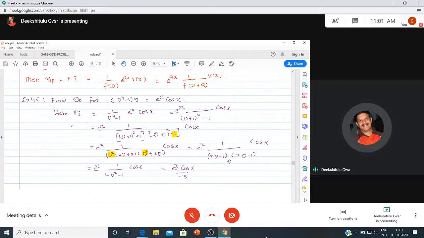So 1 by (2d plus 1) into (2d minus 1) operating on cos x is the same as e power x, 1 by 4d square minus 1 operated on cos x. This is e power x cos x by, replacing d square by minus 1, that becomes minus 5. So this is your particular integral for the given function e power x cos x for this differential equation.